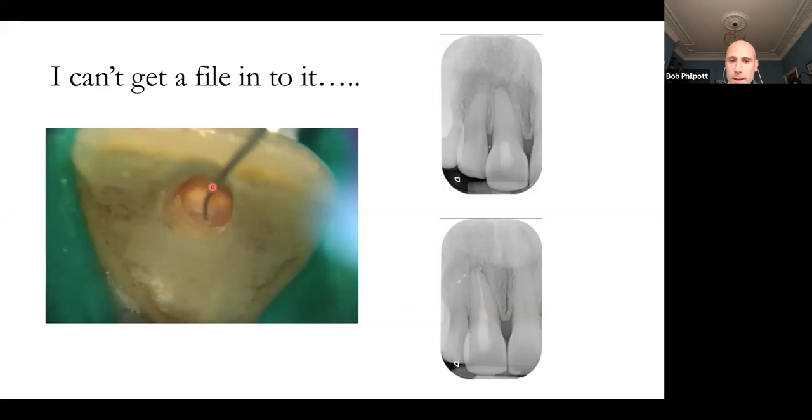But you do find then sometimes that you've got a file and you're saying, oh, wow, I can't just engage it, but I know that this is the canal. And this is possible in very limited cases, but don't be afraid to cut the end off a small hand file, like a number 10, okay? And that will make it end cut.